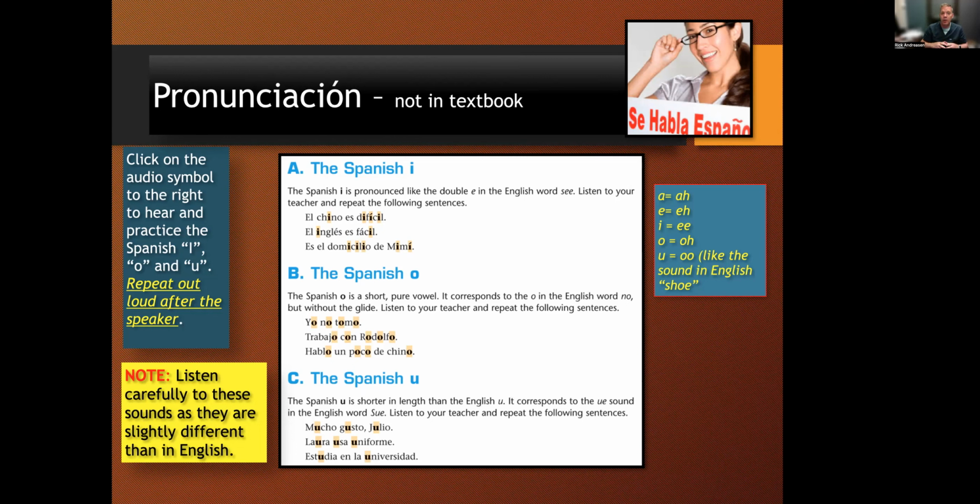When you pronounce the Spanish U, you want to see your lips go forward. That's how you're going to get that nice rounding tone for your Spanish U. So we have A, E, I, O, and U, the 5 Spanish vowels.